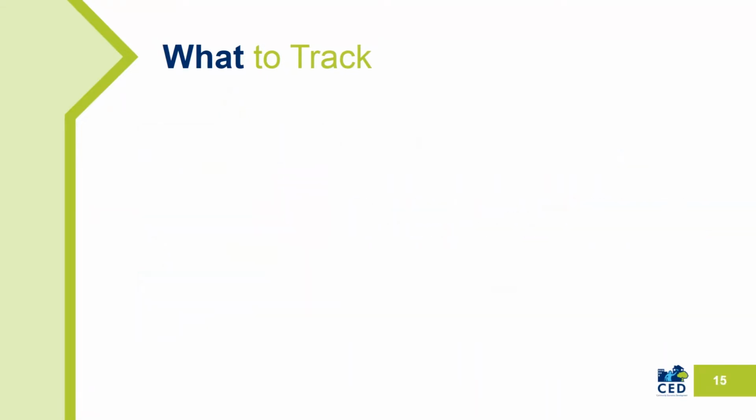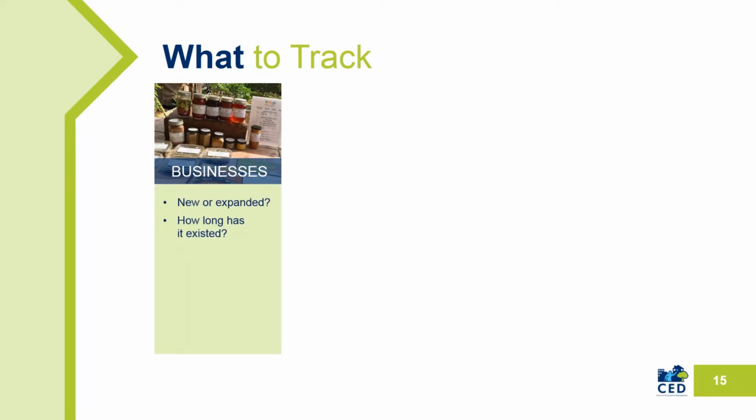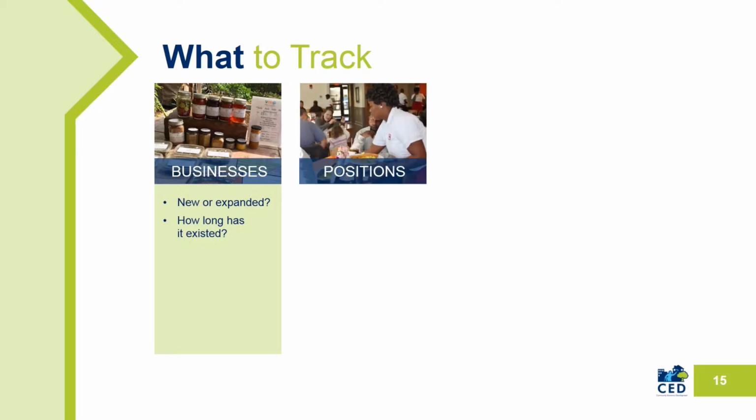For these sets of indicators, you will be asked to specify certain characteristics. That's why, while you are only tracking a few things, businesses, positions, employees, and leverage, there are 30 indicators in Form A of the PPR. For businesses, you will be asked to enter whether a business is new or expanded. You also need to know when it opened or was expanded and closed, if applicable, to know how long it has existed. For positions, you need to know when the position was created and ended, if applicable, to track sustainability, the benefits associated with it, and whether it is full-time or part-time.